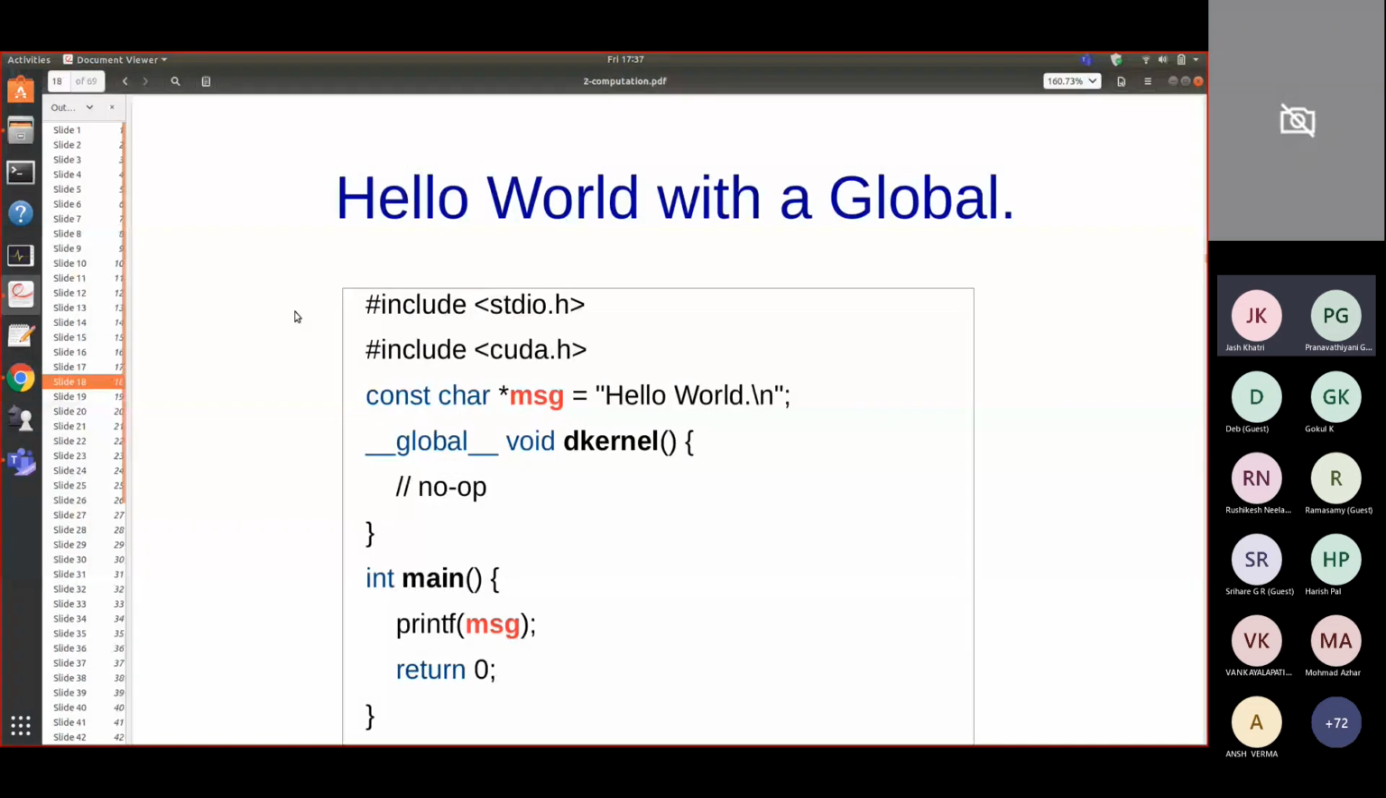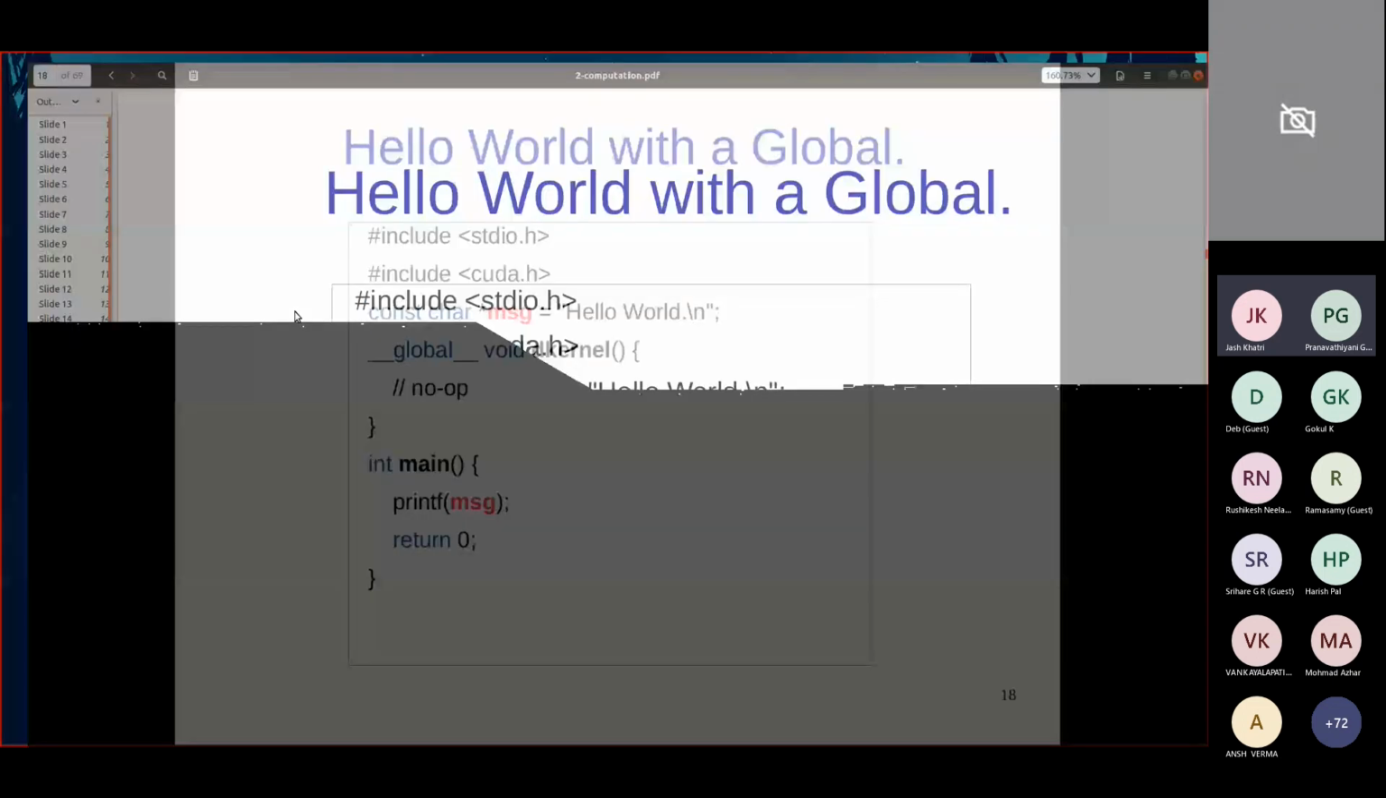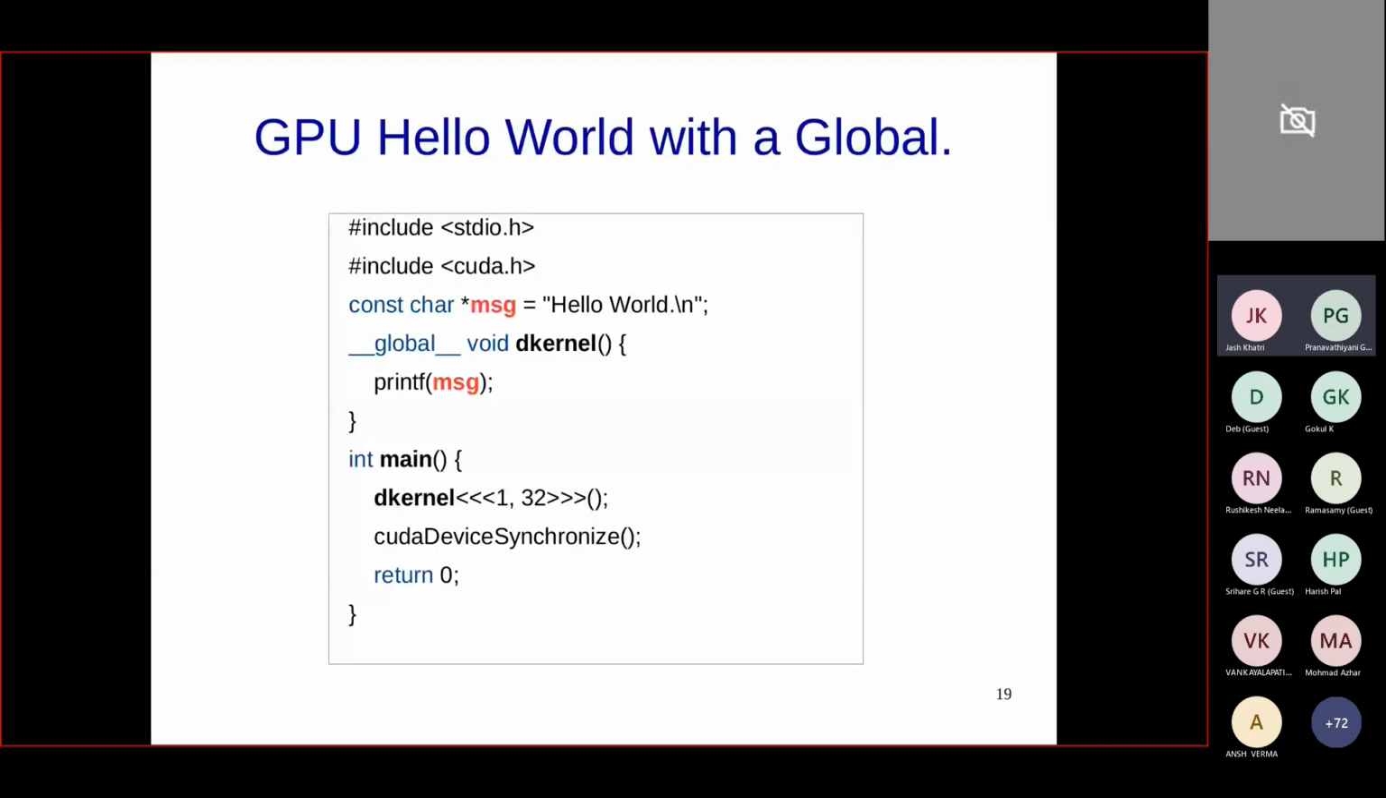Okay, so moving on. Now, let's say instead of printing hello world from CPU, I make this small change. I just write this D kernel and launch it with 32 threads. And inside this kernel, I print this message. Instead of on CPU, I print this message on GPU. And then I add CUDA device synchronize. Now, what will be the output of this program?